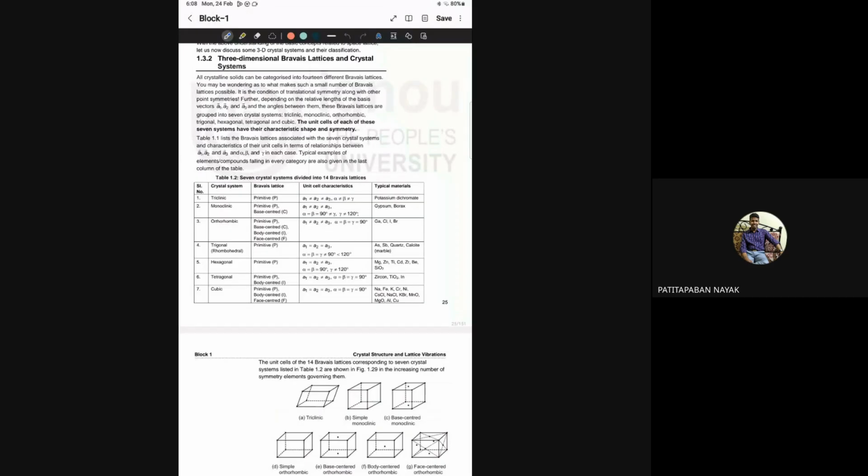So as you can see on the screen, all crystalline solids can be categorized into 14 different Bravais lattices. 14 basic Bravais lattice types. All the crystal structures can be defined by these 14 different Bravais lattices. So these 14 Bravais lattices fall under seven crystal systems.